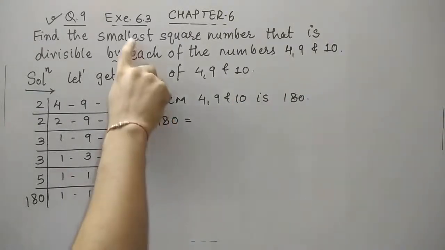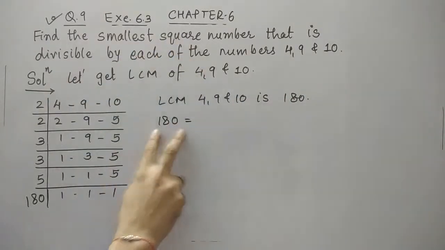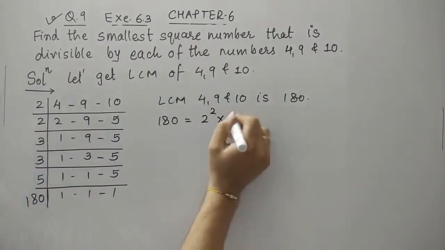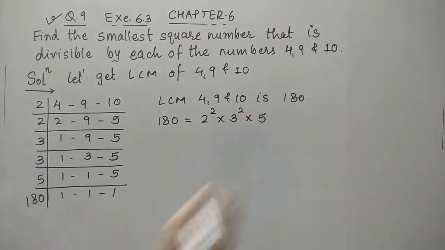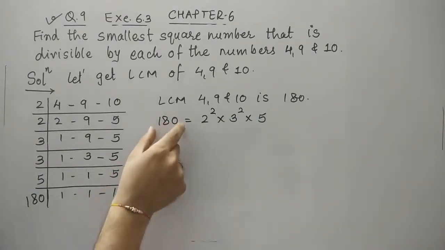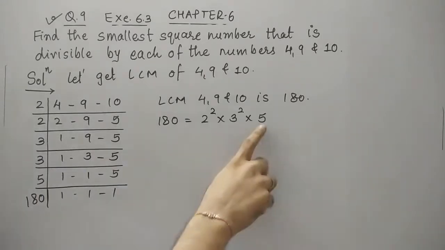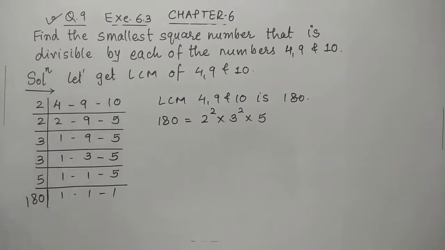But what we have to find is the smallest square number. We know that it's not a perfect square: 2 square, 3 square and 5 is alone. So now what will we do? You recall the question number 5 which we have done. We have to make it perfect square. So how can we make 180 a perfect square? There are 2 ways. Either we can divide with 5 or we can multiply with 5.